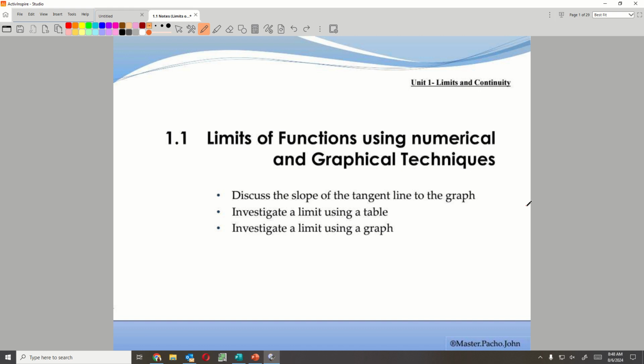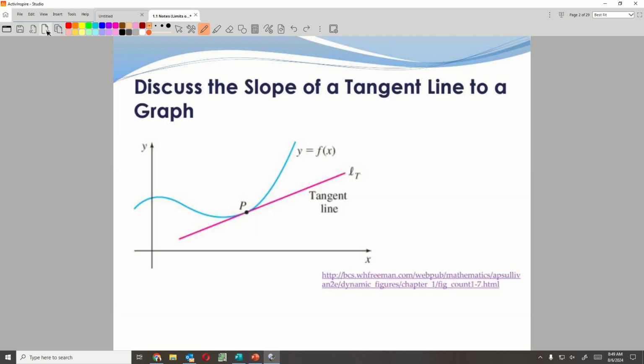So right here we have limits of functions using numerical and graphical techniques. So let's go through, and since I already printed off the notes for you, right here. Now, you guys actually did some of this already, so this is actually going to be a refresher. Discuss the slope of a tangent line to a graph.